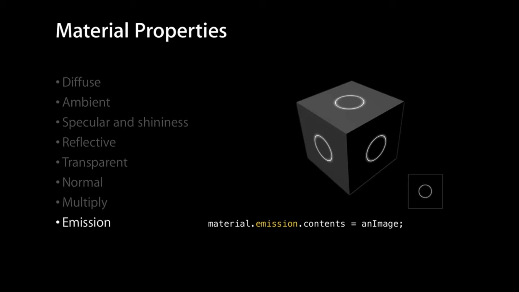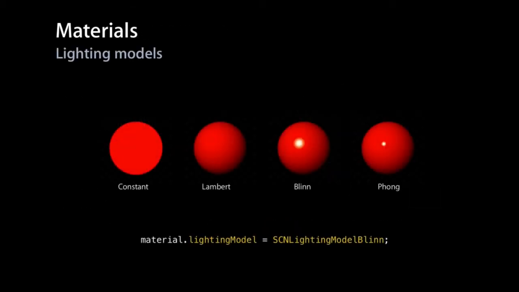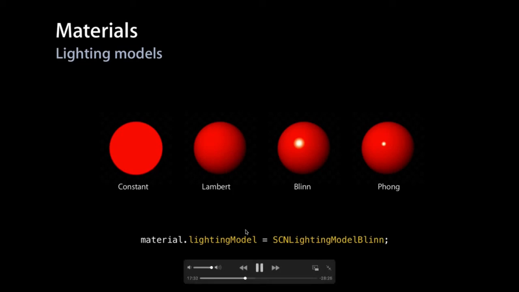So with materials we can control how it reacts to light. This can be done with some lighting models that SceneKit supports. The constant lighting model doesn't react to any light, just a uniform color. Lambert reacts to light but has no specular highlight. And Blinn and Phong have a different specular highlight.